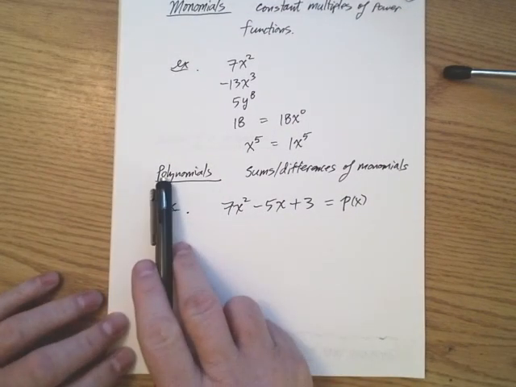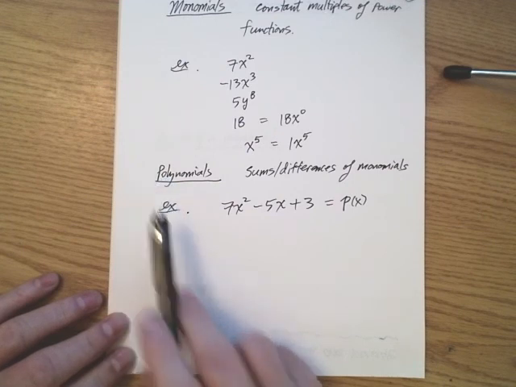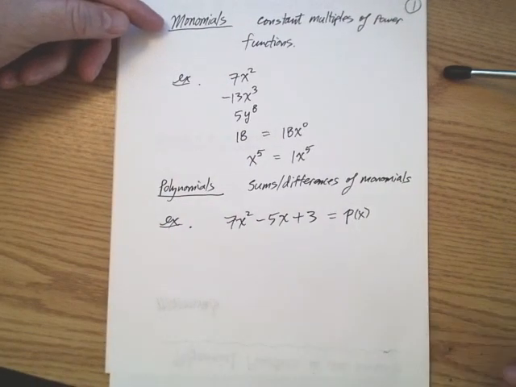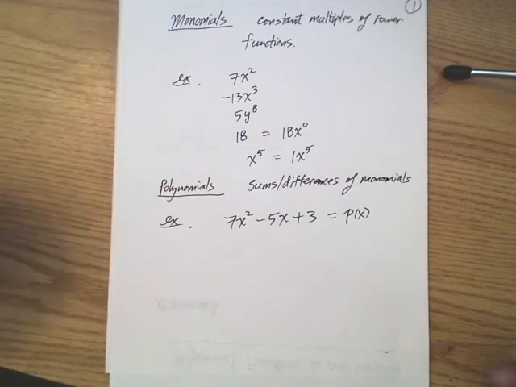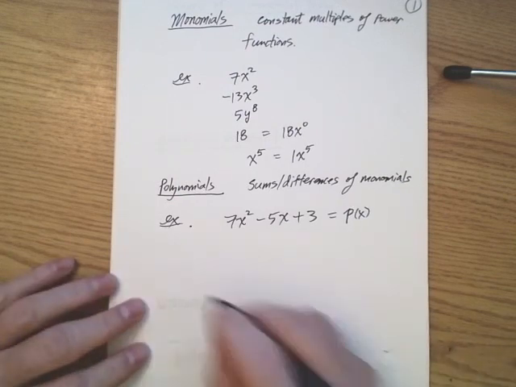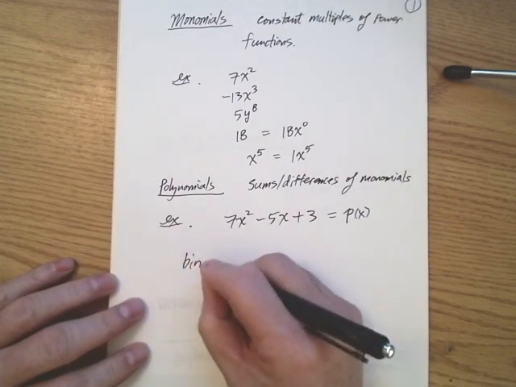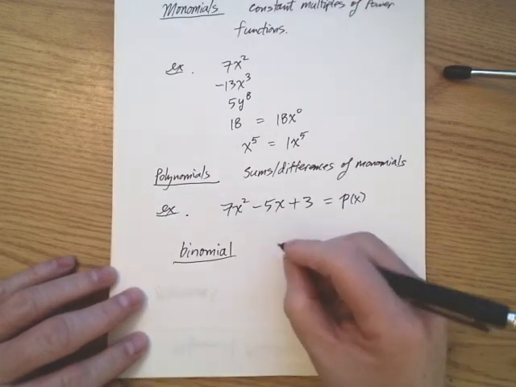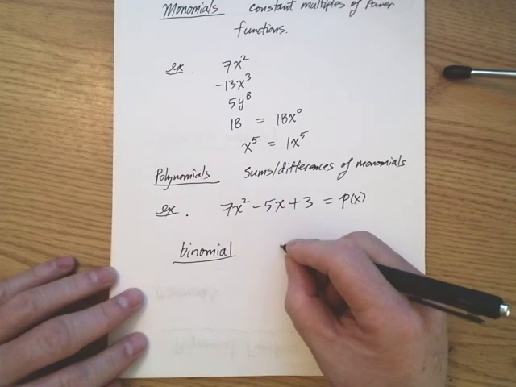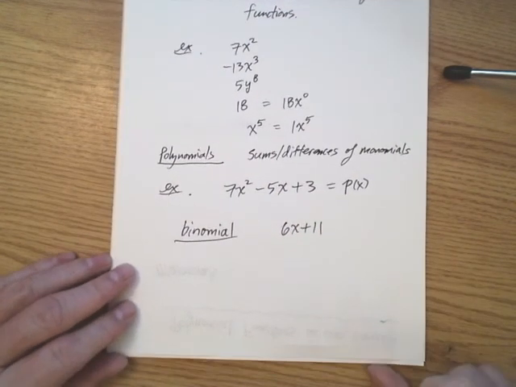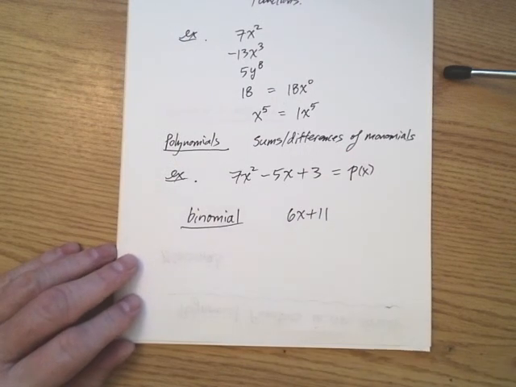The term poly is Greek for many. Mono is Greek for one. For example, monocle or monocycle, that just means one, right? Poly means many. Here's some other things. What is a binomial? What does bi mean? That means two, right? So this would be an example of a binomial. 6x plus 11, that would be a binomial, because how many terms does it have? It has 2 monomial terms, right?